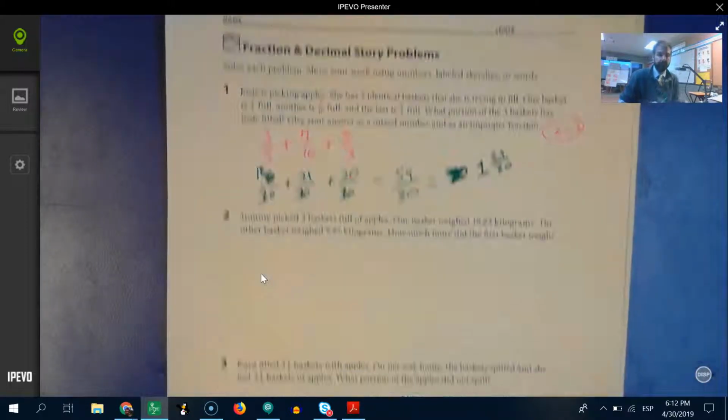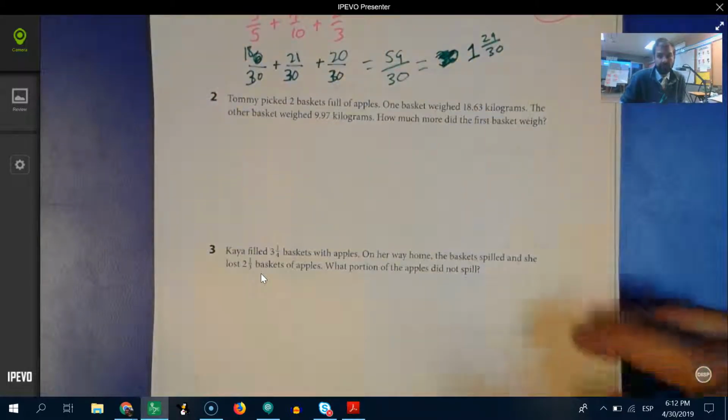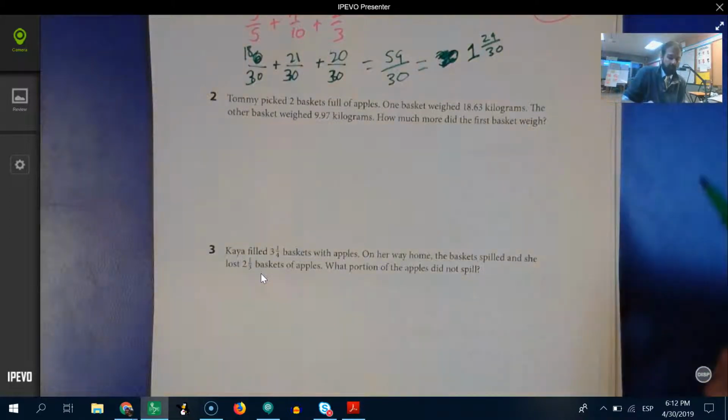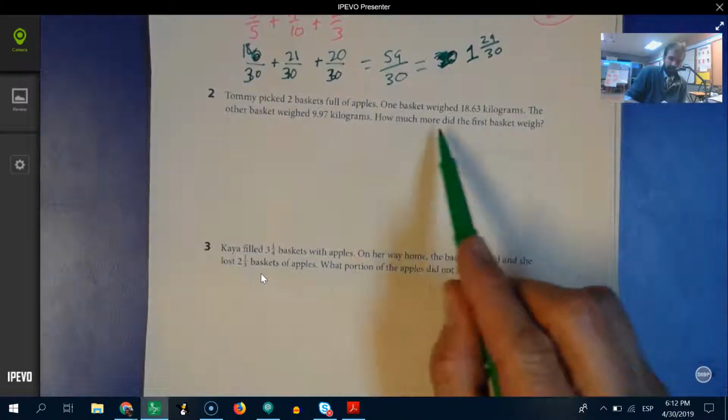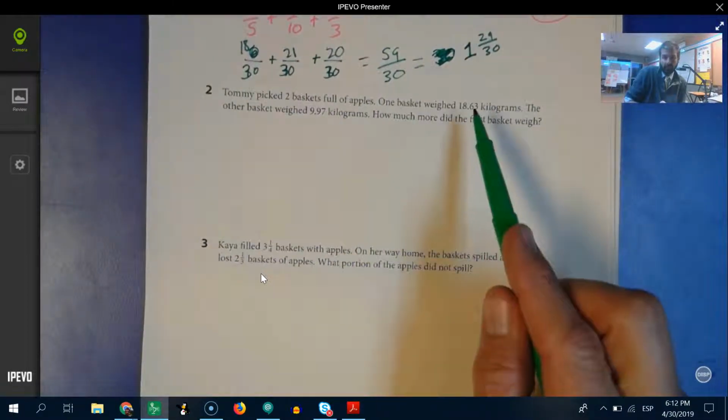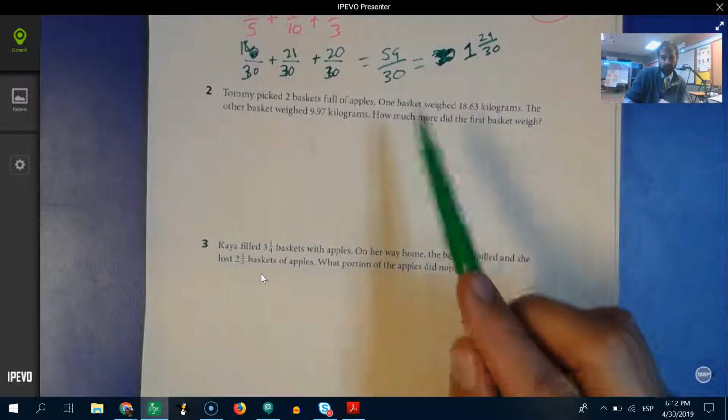All right, cool. Tommy picked 2 baskets full of apples. One basket weighed 18.63 kilograms. The other basket weighed 9.97 kilograms. How much more did the first basket weigh? So a lot of times when you say how much more and comparing, I'm comparing these 2 things. I want to know how much more, so I'm going to be subtracting.